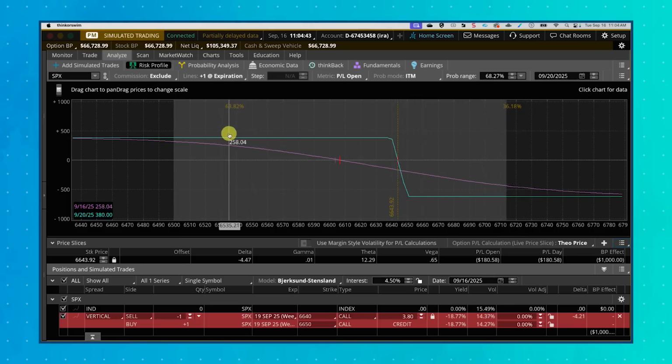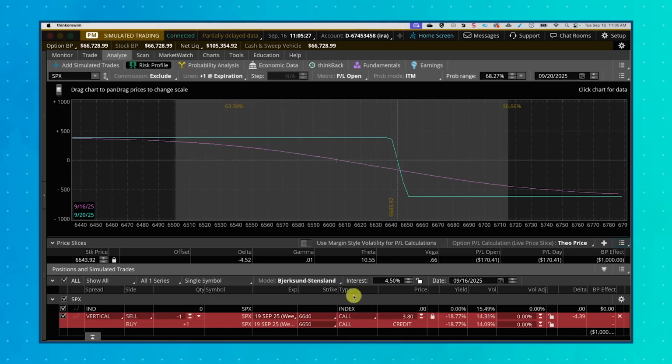Now, if you look at this chart, it's showing you a percentage on the right side of the graph and a percentage on the left side of the graph. This percentage is the theoretical probability of this being a successful trade, meaning the probability of our profit. On the right side is the probability of loss. So this trade has about a 64% chance of success and about a 36% chance of loss. I like that percentage. I think that looks pretty good for me, 63, 64% and 36%. And I'm also taking in $3.80 for this trade.